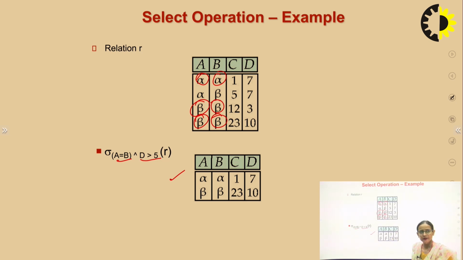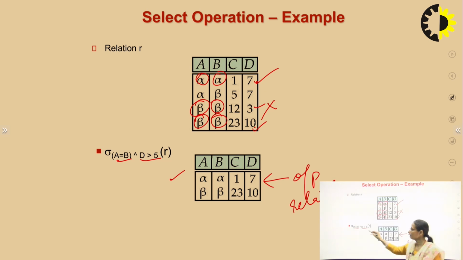Here D is greater than 5, so it will get selected. But here, what's the value of D? It is 3. It is less than 5, so this row won't come in the output. Again here we have 10, so it would be selected, and this is the output relation which we get after running this relational algebra query.